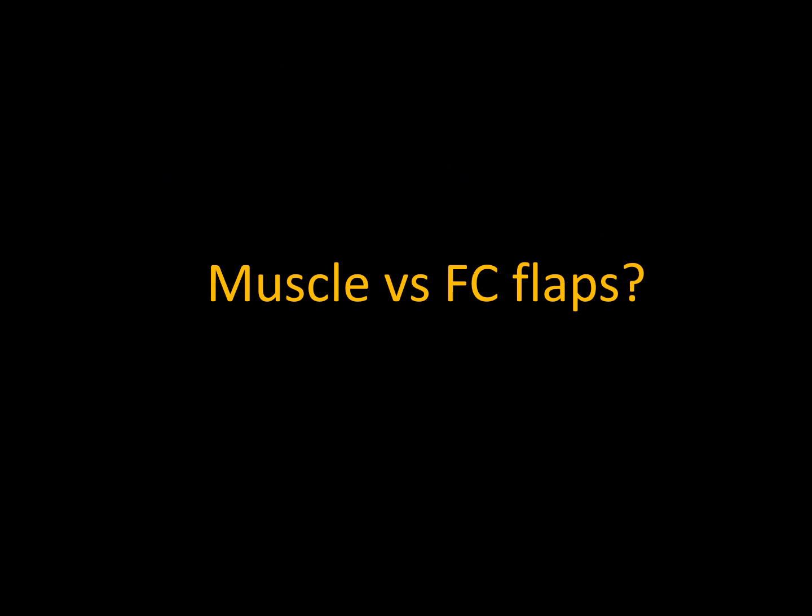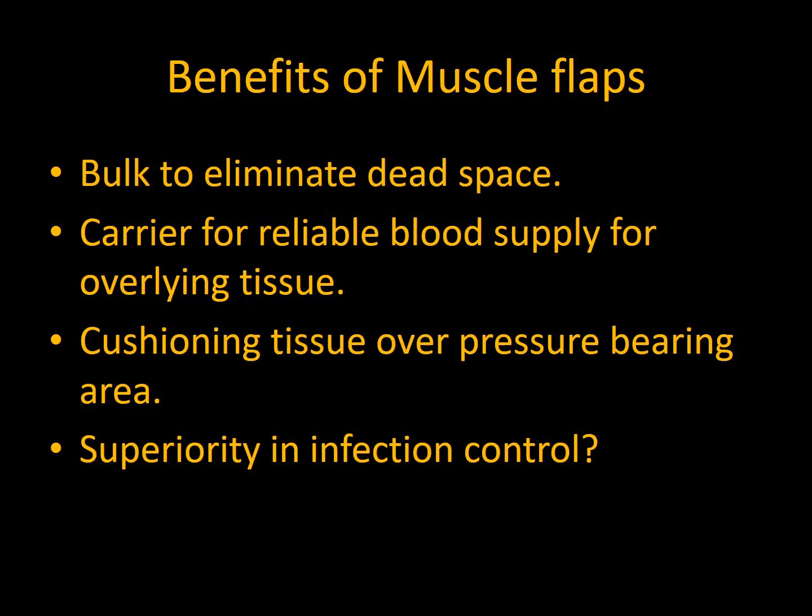Now coming to the flaps proper, we will first discuss the advantages and disadvantages of muscle flaps, then the advantages and disadvantages of fasciocutaneous flaps, and then we will discuss the general principles. The benefits of muscle flaps are that they provide bulk to eliminate dead space. In class 3 and class 4 pressure sores which have a significant dead space, muscle flaps tend to fill it. Then they are a reliable carrier for the blood supply of the overlying skin, by which we mean the myocutaneous flaps.